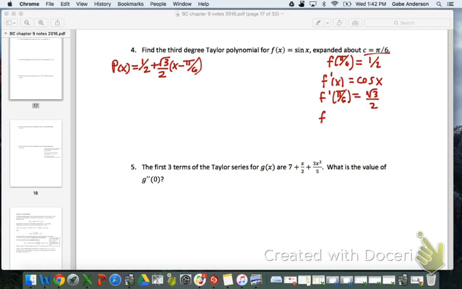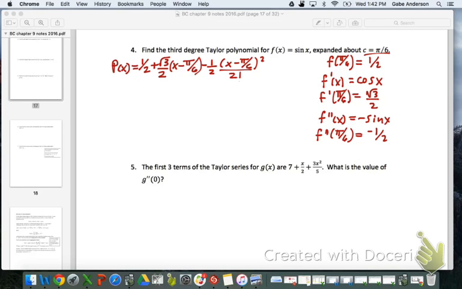Second derivative is equal to negative sine of x. So f double prime of pi over 6 is equal to negative 1/2. So this is going to be minus 1/2 times x minus pi over 6 squared all over 2 factorial.